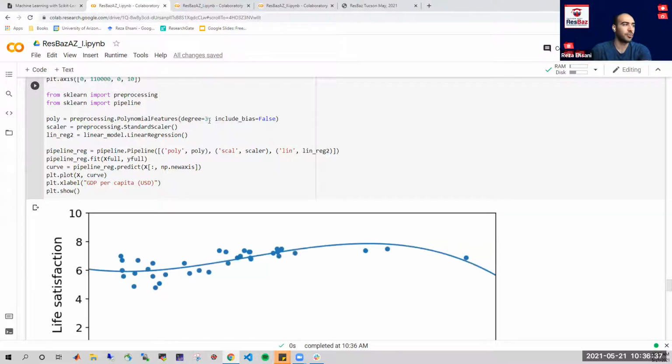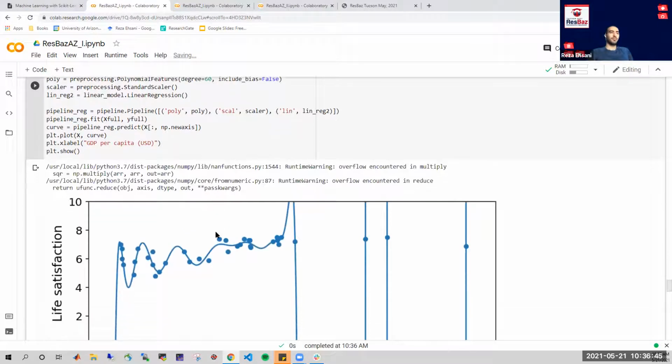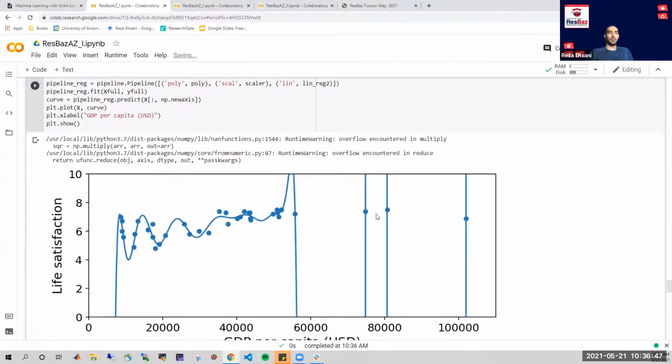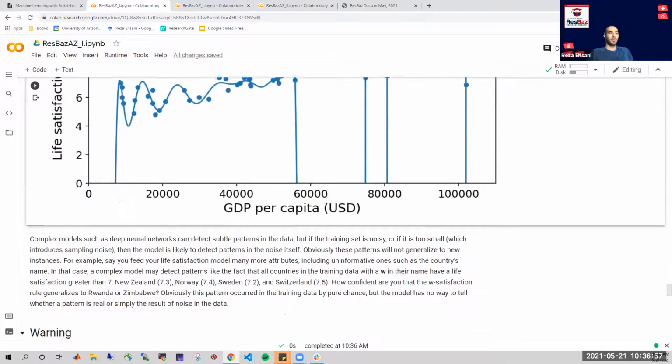If I go to 3, it is still acceptable. And if I increase up to like 60, the model is trying to fit every single data point in this data set. While we know that this is not a good choice, because the model is trying to learn the noise in the data.